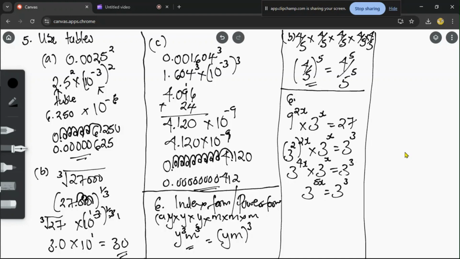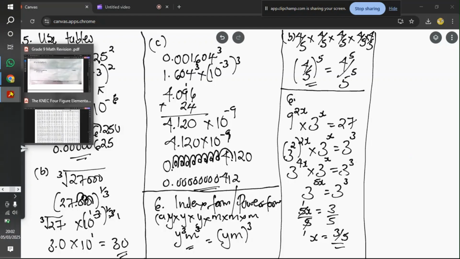Therefore, now that the bases are the same here, I can equate their powers. So 5x is equal to 3. Then I divide by 5. By 5, 1. By 5, 1. So the value of x is equal to 3 all over 5. And that is the answer for x.